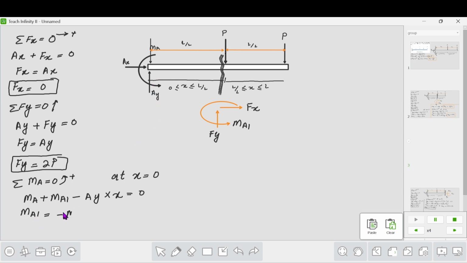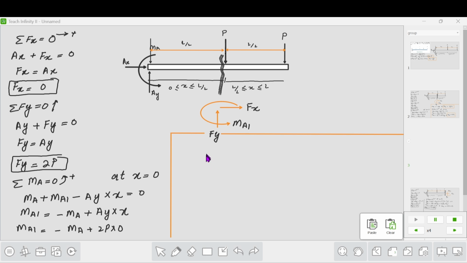So MA1 will equal negative MA minus AY multiplied by X. If I put the value of X equal to 0, then this whole term will become 0. So it is negative MA, the MA value which we found at first, 3PL divided by 2. So MA1 will become equal to negative 3PL divided by 2. So MA1 is equal to negative 3PL divided by 2.